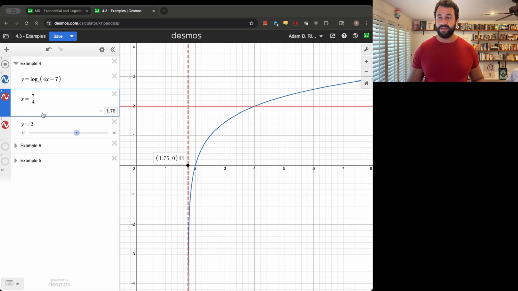And then what I have here is the line y equals 2. That was the right side of the equation. So the line y equals 2 is this horizontal line. Now, where do these two curves intersect? Right there, when x is equal to 4. When x is equal to 4, this will be equal to 2. And that's it. All right, let's do the next example.